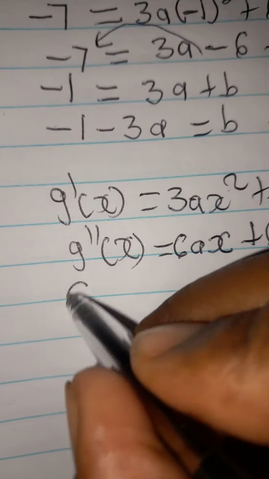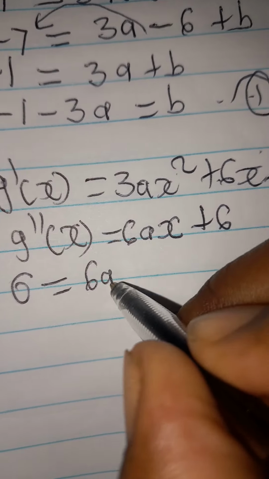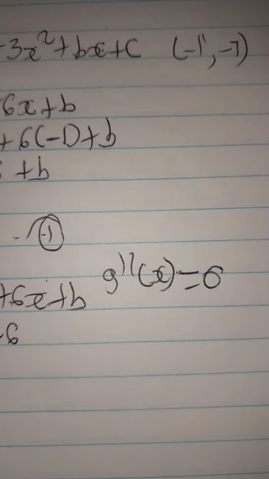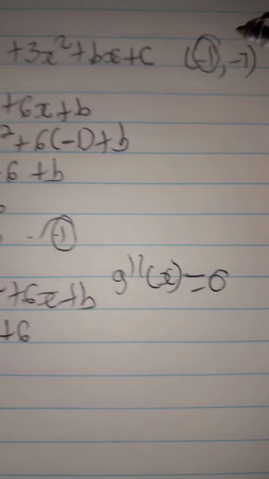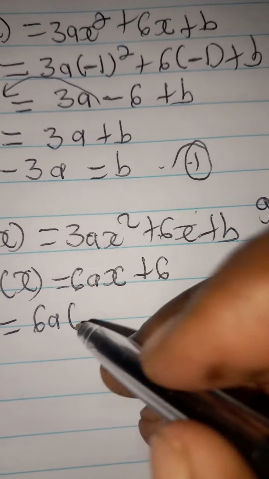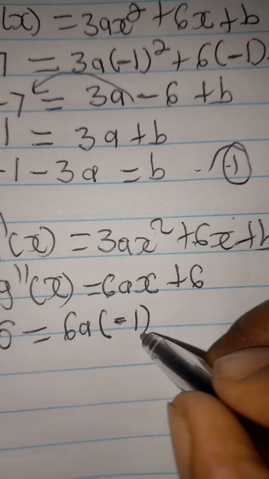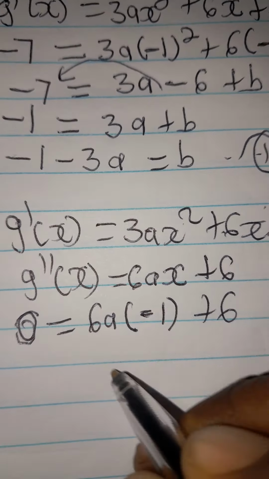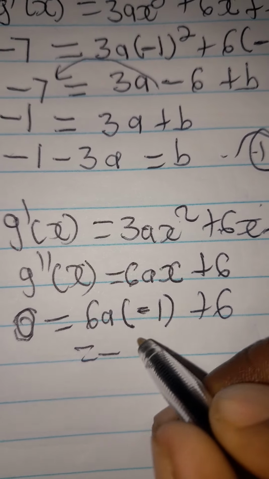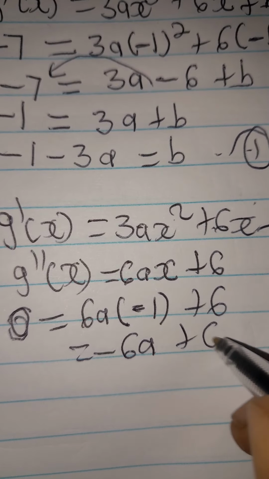inflection will be 0, right? So in this case, you're going to place 0 there. It passes through that coordinate, so we are going to take the x value, which is negative 1. We're not going to take 7, so we are going to place negative 1 here. So it's going to be 6 times negative 1 plus 6, right? Therefore, 6 times negative 1 will be negative 6 plus 6.